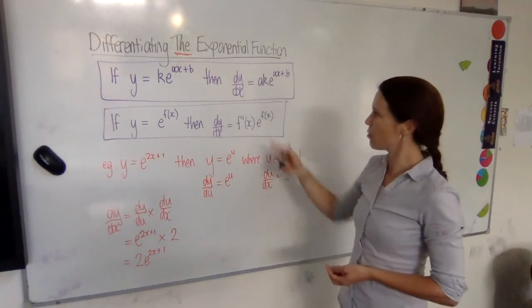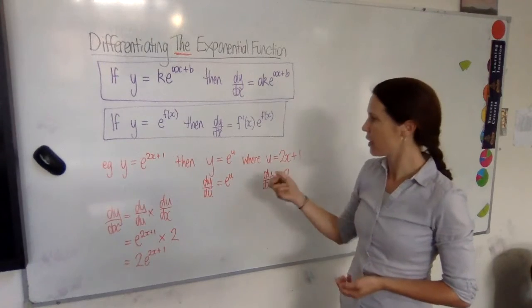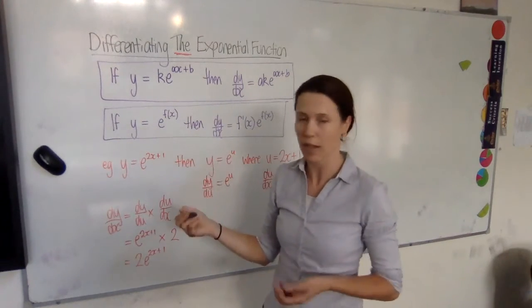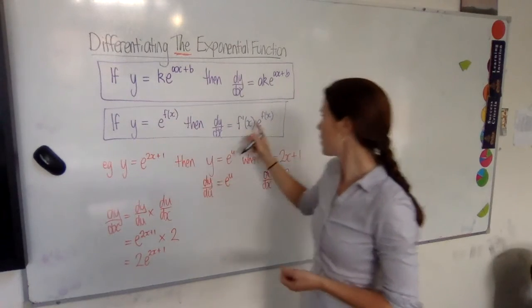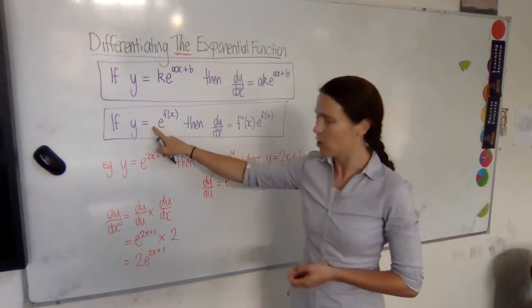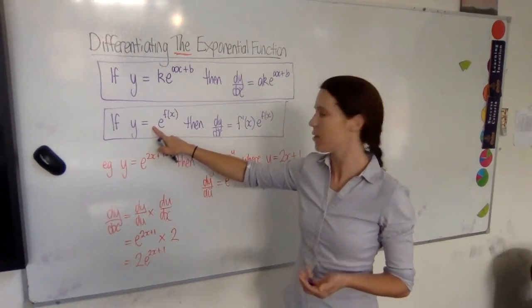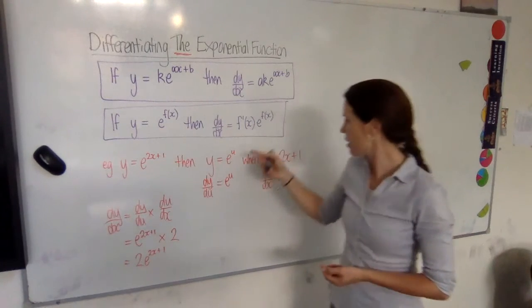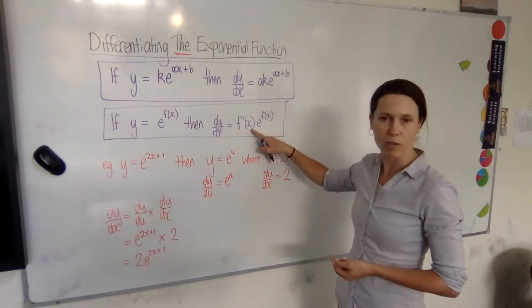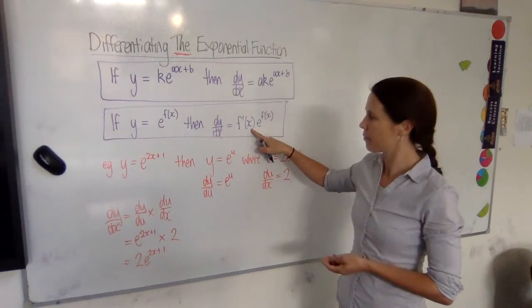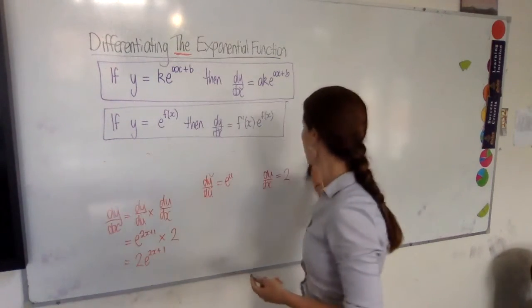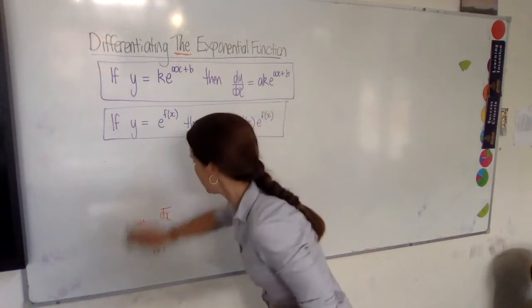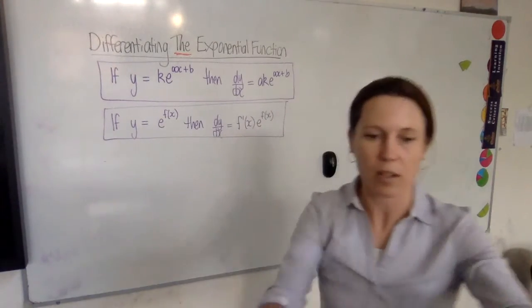It's a much better one than the one above because it allows you to differentiate anything that's up there in that power, bring it down the front, and away you go. It doesn't include a constant in this one, but I think we know how to deal with constants out the front. They will literally be multiplied by the derivative that you also bring out the front. So let's have a look at an example of one that's a little bit more complicated then, that allows us to use this second rule.